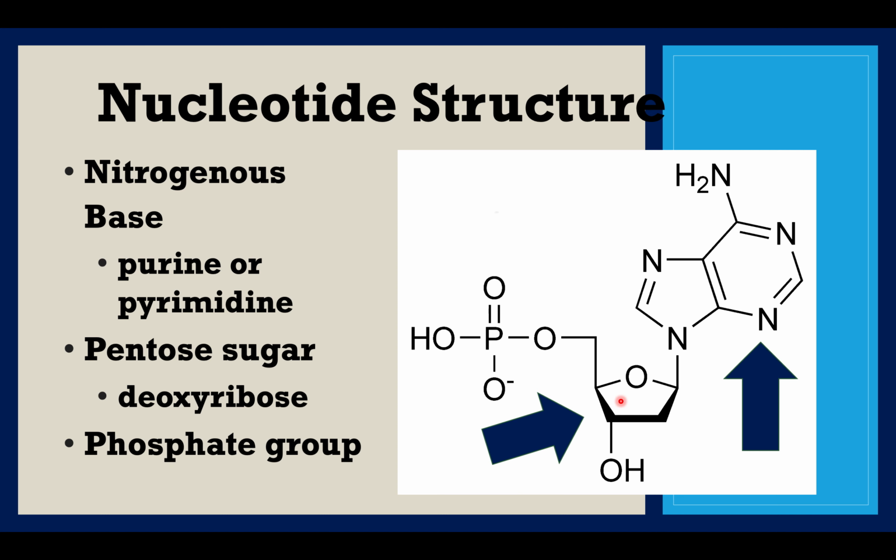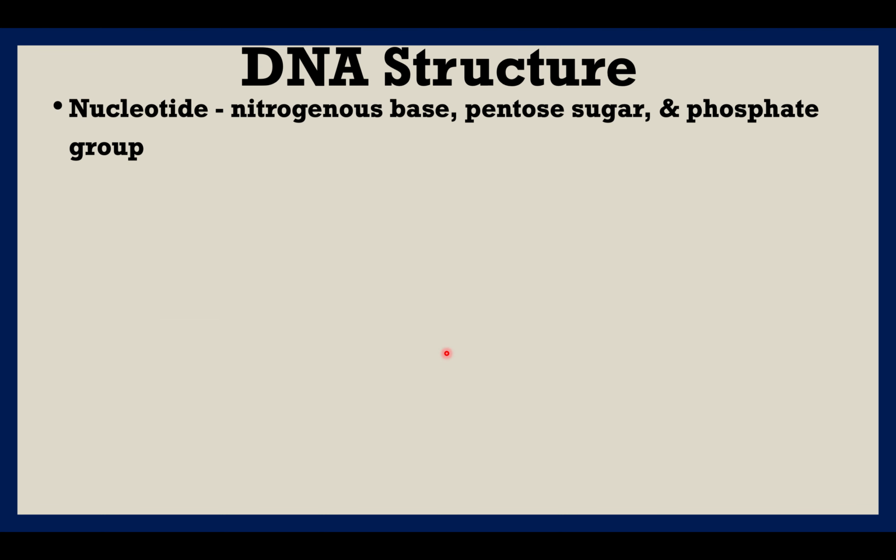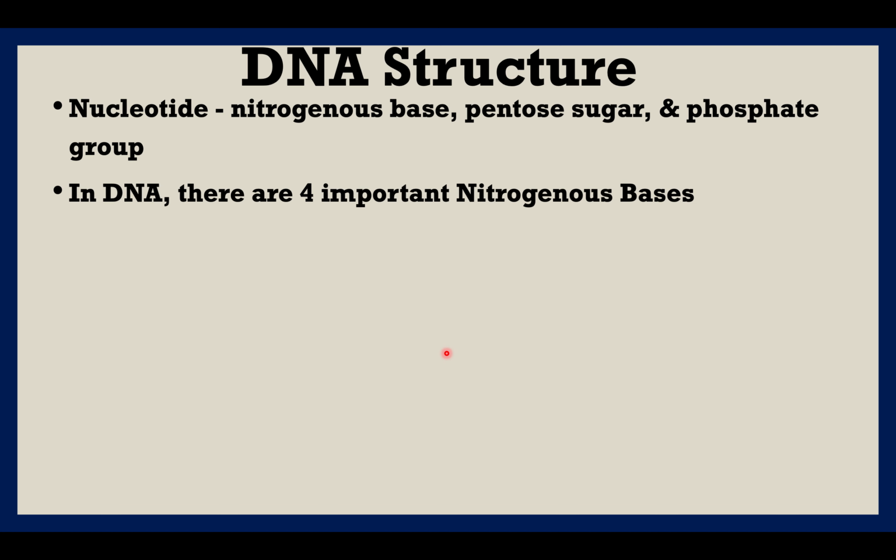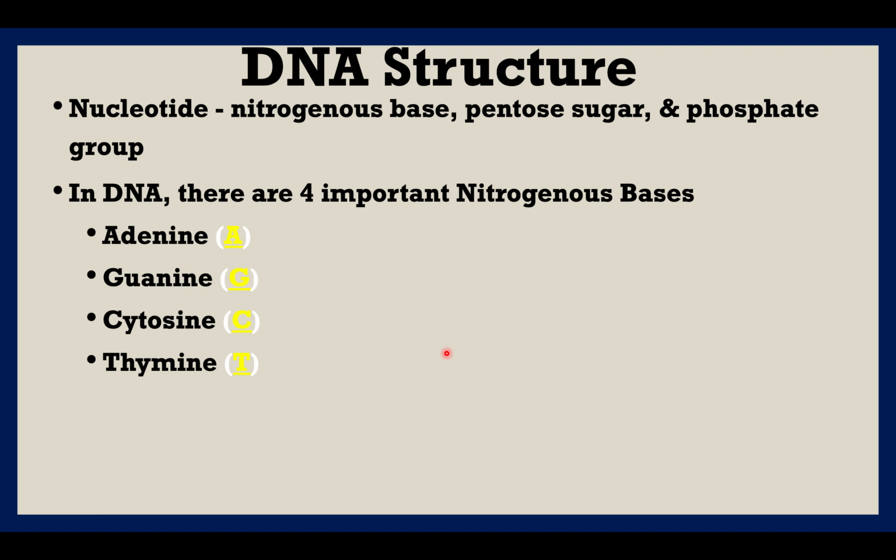And then there is the phosphate group, right here. 3 parts to a nucleotide. Now let's look at how these nucleotides together make up the DNA structure. The nucleotide, which is composed of the nitrogenous base, the pentose sugar, and the phosphate group, is the basic unit of DNA. Then there are the 4 important nitrogenous bases. These include adenine, guanine, cytosine, and thymine.